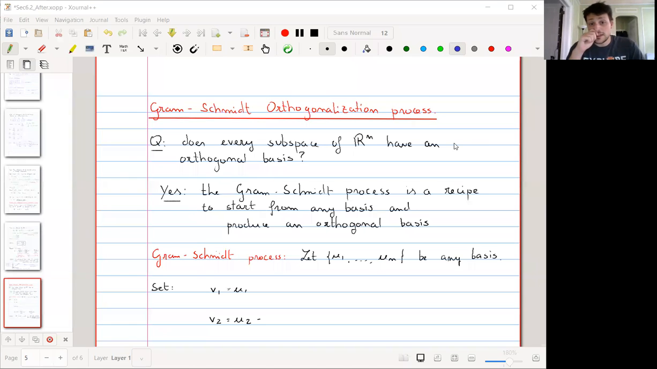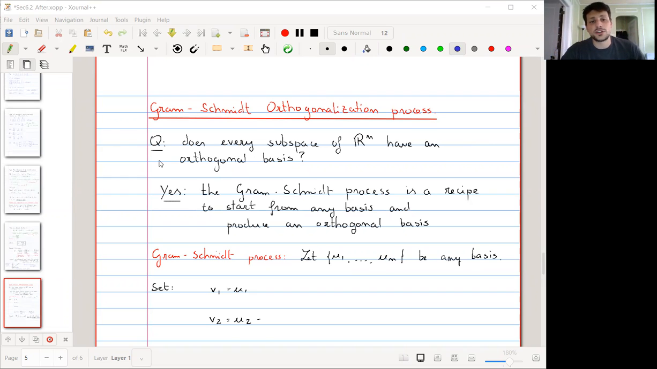Hello, everyone. In this video, we'll talk about the Gram-Schmidt orthogonalization process. This is a procedure that, given any basis for a certain vector space, will produce a modified basis which is furthermore orthogonal. So we'll start from any random basis and we'll get to an orthogonal one.